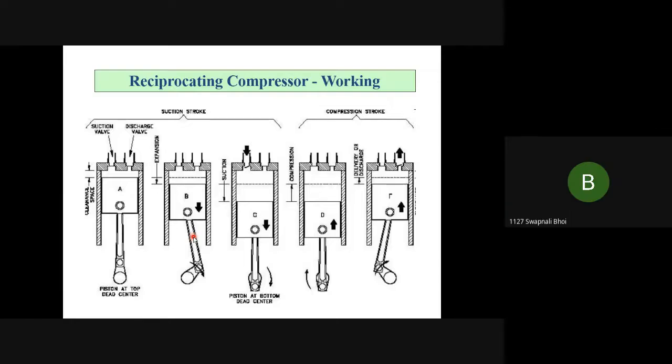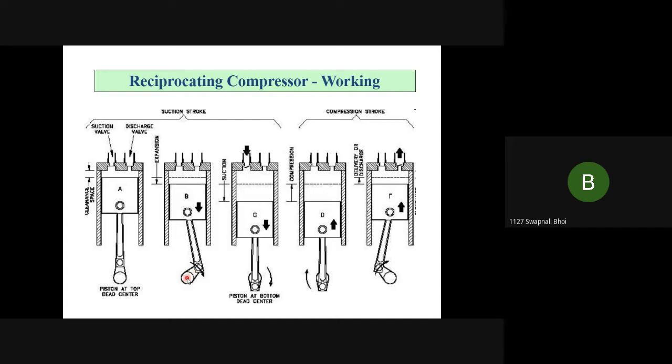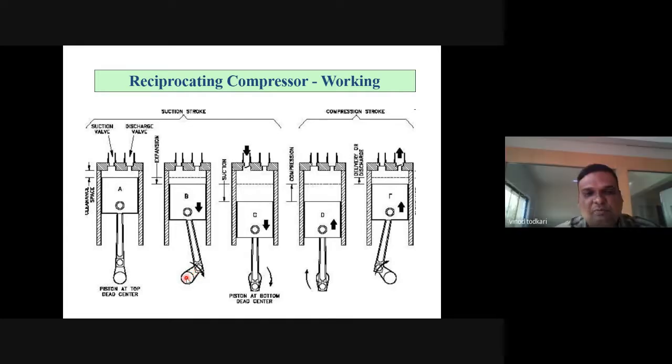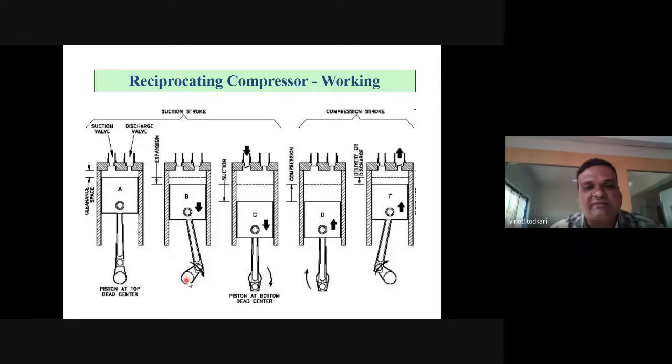Which is this component? Connecting rod. Which is this component? Crank. Excellent. And which is this component? Crankshaft. Excellent. Very good. This is called the crankshaft. So tell me, where is the crank mounted? What will be your answer?